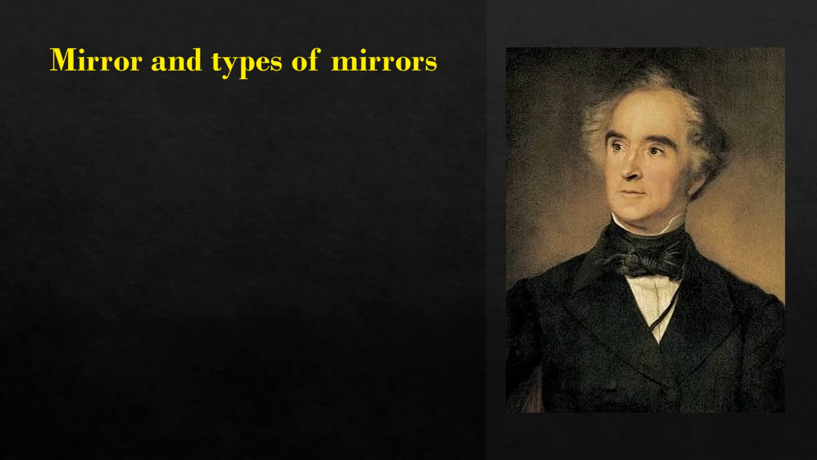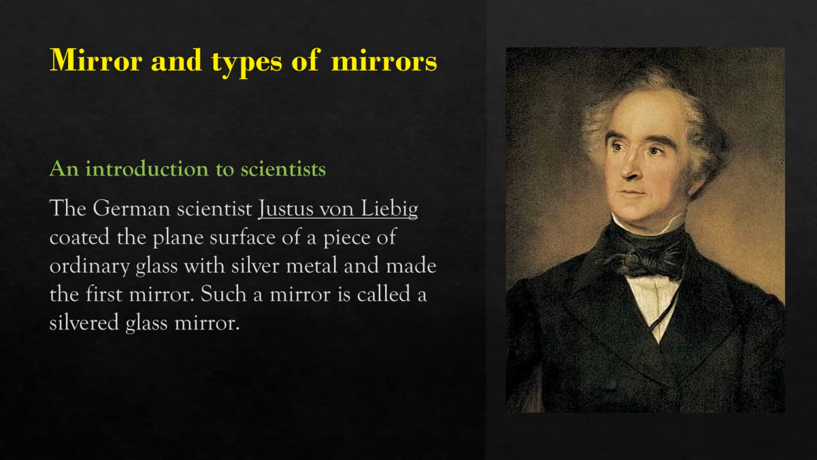So let us first understand how and who came up with the idea of the mirror. This was a German scientist, Justus von Liebig. He coated the plain surface of a piece of ordinary glass with silver metal and made the first mirror. जो glass form हुआ था, ठीक है, you all have learned how glass is made in your previous standards. If not, you can just go through some of the videos on how glass is made and then you will understand about this. Normally a glass is transparent on both the sides, ठीक है, बट वो जब ट्रांसपेरेंट होता है ना तो उसमें हमारी इमेज नहीं दिखाई देती.